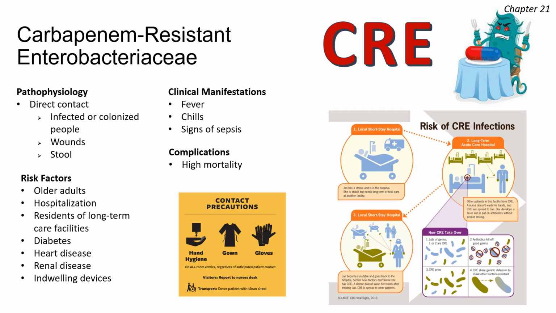Next is CRE, Carbapenem-Resistant Enterobacteriaceae. So carbapenem is the antibiotic that it's resistant to. So pathophys is going to be direct contact. It can be infected or colonized people, wounds, and stool. So the risk factors, very similar to the others: older adults, recent hospitalization, patients in long-term care facilities, other comorbidities like diabetes, heart disease, renal disease, and any type of indwelling devices that act as a portal of entry.